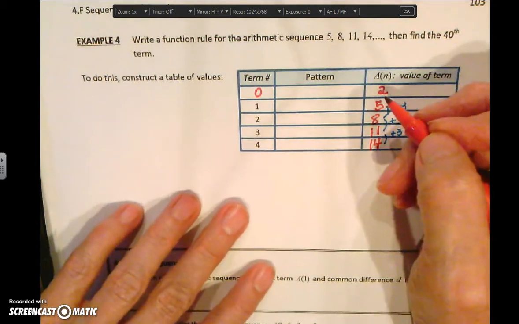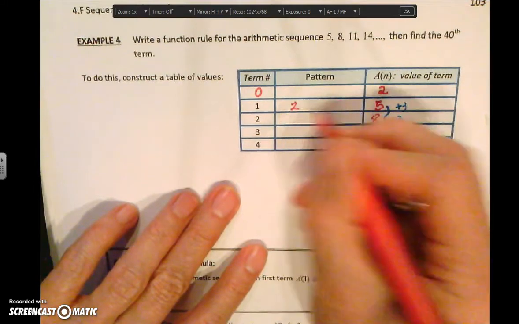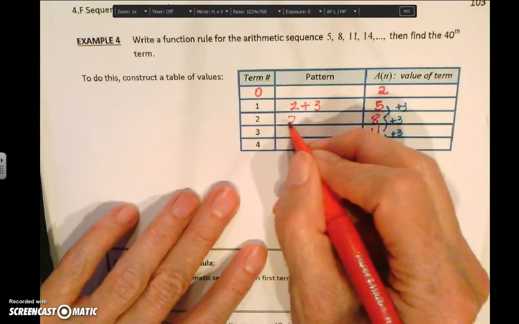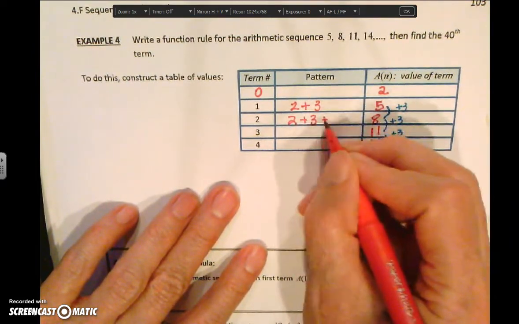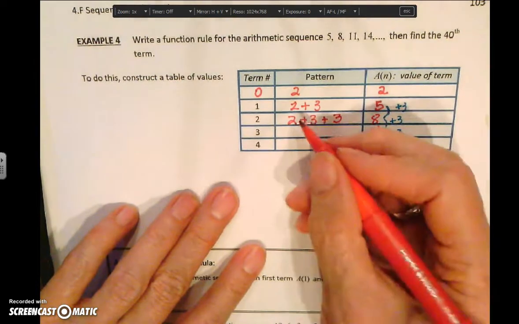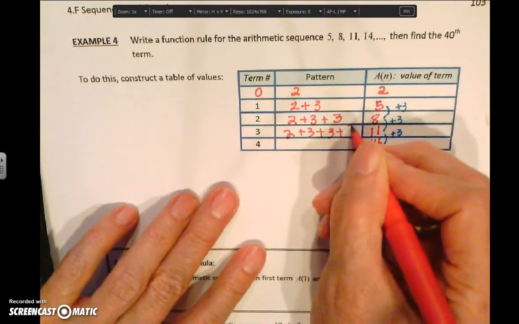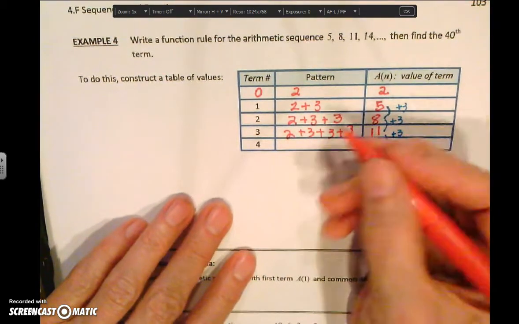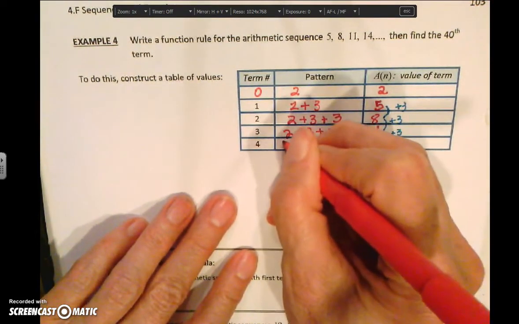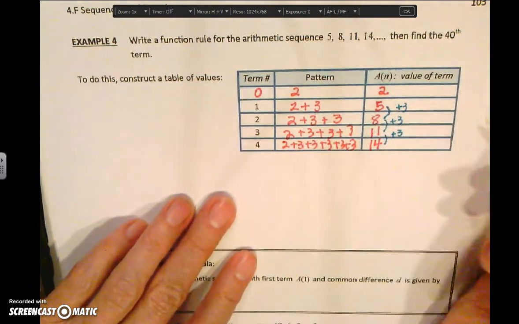So the pattern then would be here that we started off with the 2, and we added 3 to get 5. Then we had 2 plus 3, and then we added another 3 to it. I guess this first one's just 2. And then 2 plus 3, and 2 plus 3 plus 3. And then 2 plus 3 plus 3 plus 3 to get our, is that right? 5, 8, 11, yes. And then to get the next one, we do 2 plus 3 plus 3 plus 3 plus 3 to get 14.